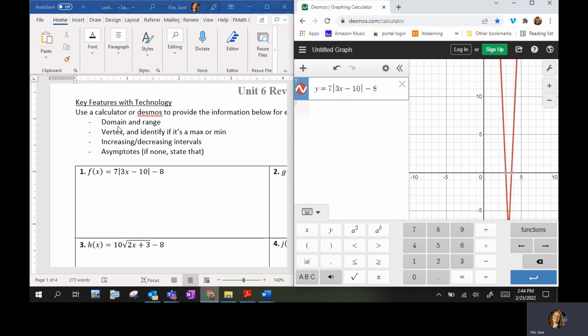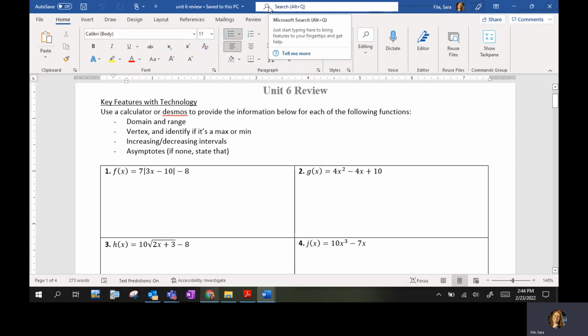Okay, so we want to know domain and range, vertex, if it's a function that has a vertex. If it doesn't, like where's the center. Increasing, decreasing intervals, and asymptotes if there are any. Now, you may want to make a note. I'll actually make a note here.